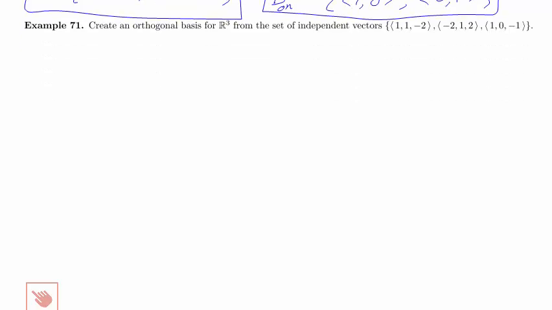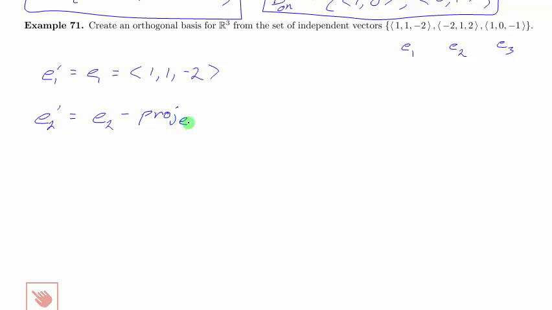In the next example, we have three-dimensional vectors, and we'll just label these E1, E2, and E3 in the order in which they're listed in the set. And then our E1 prime is going to be equal to just E1. So there's no change there, 1, 1, negative 2. And then E2 prime is going to be equal to E2 minus the projection onto E1 prime of E2. That's the only term we'll have in the summation here. So that's the only projection that we need to subtract off. And that's going to be true in general.